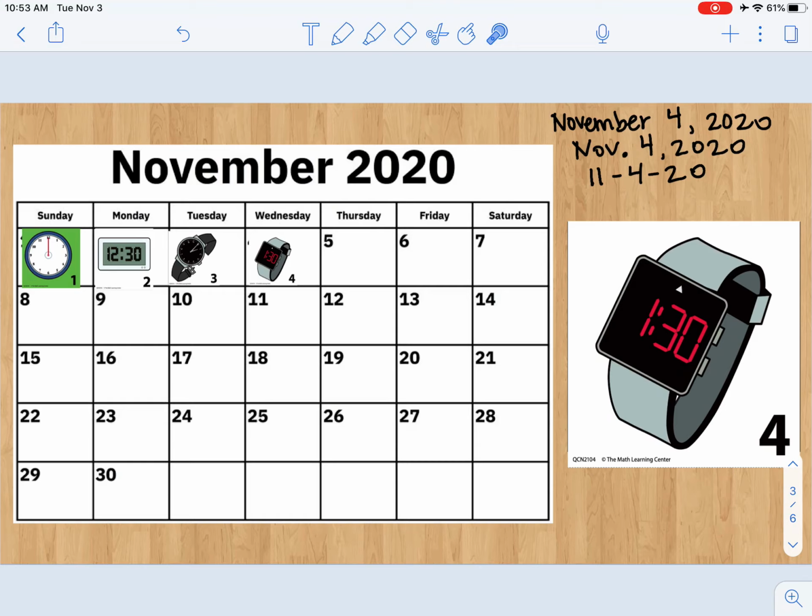All right, so let's look back at card number 1. The time on this clock shows 12 o'clock. I know this because I see both hands are pointing to the 12. Now on card 2, this digital clock shows me right away that it's 12:30. Can you tell me how much time has passed from 12 o'clock to 12:30? If you knew it was 30 minutes, you are correct. Did you know that 30 minutes is the same as a half hour?